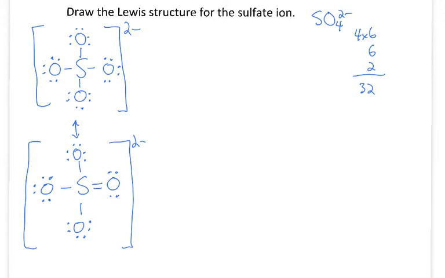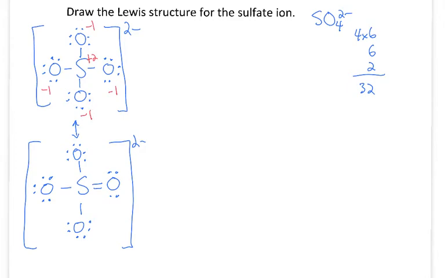Oxygen, when it's a neutral atom, has 6 valence electrons, so these single bonded oxygens have a -1 formal charge. They're all -1. When I look at sulfur, it has 1, 2, 3, 4. Sulfur normally has 6 valence electrons, so that sulfur ends up with a +2 formal charge. All right, now let's check the formal charges in the Lewis structure that I've written below.